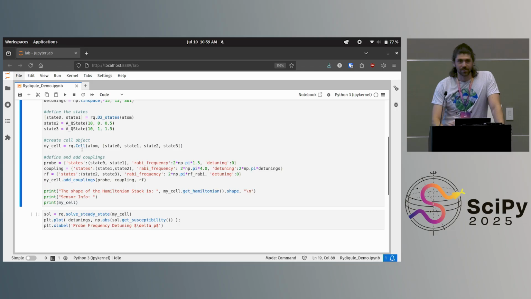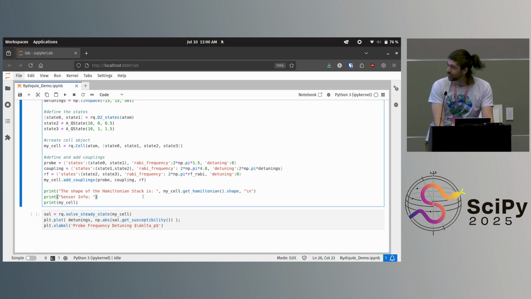We create our object, which is called a cell for RydIQule. So we tell it what atom we want, and we give it all the states, and it fetches all of this stuff from ARC and populates your graph with all of the physical parameters. And then you just tell it, okay, these are the lasers, so we're going to go from state 0 to state 1, state 1 to state 2, state 2 to state 3 with these particular frequencies. And you can see we've just put in an array here, and we put in an array here. And then we add all those couplings to the graph.